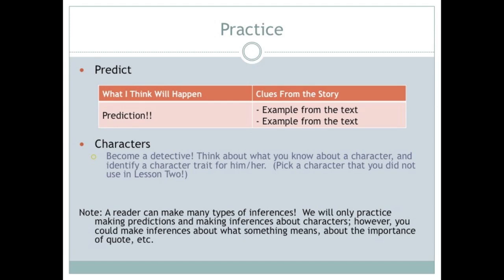Now think about characters. Become a detective. Think about what you know about a character and identify a character trait for him or her. Try to pick a character that you did not use in Lesson 2. Or think back to Lesson 2. Think about how you came up with your character trait. What did you say about the character, and how did you come up with a trait for him or her? What examples from the text can you provide, and what experience or background knowledge can you put with it to explain your answer?